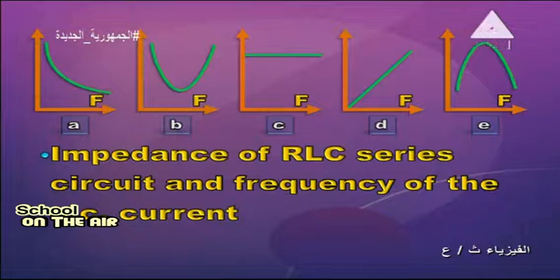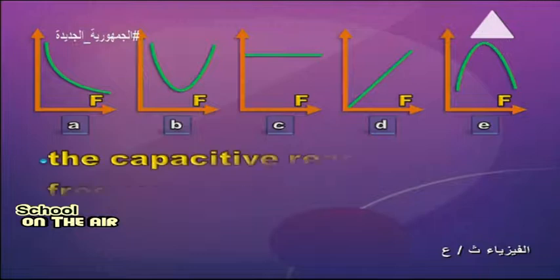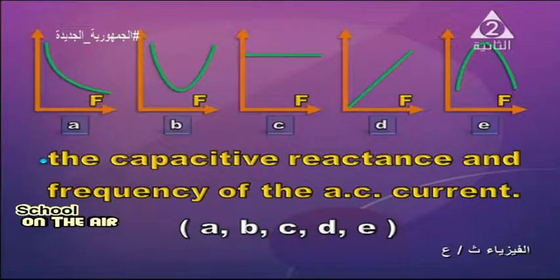And what about the graph that represents the relation between impedance of the circuit and frequency? Is it A, B, C, D, or E? Yes, it is B. Relation between impedance and frequency, and the reciprocal of it will be the relation between current and frequency. Okay, relation between capacitive reactance and frequency, XC equals 1 over 2 pi FC, so it is an inverse relation, so it is the first one, number A.